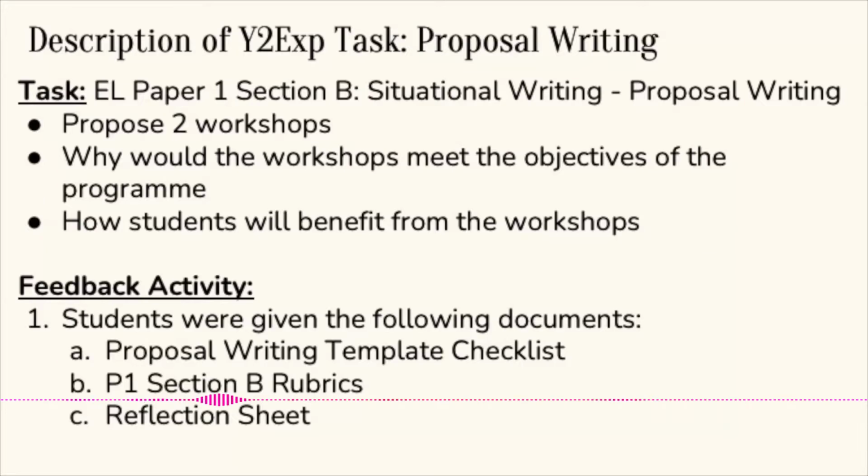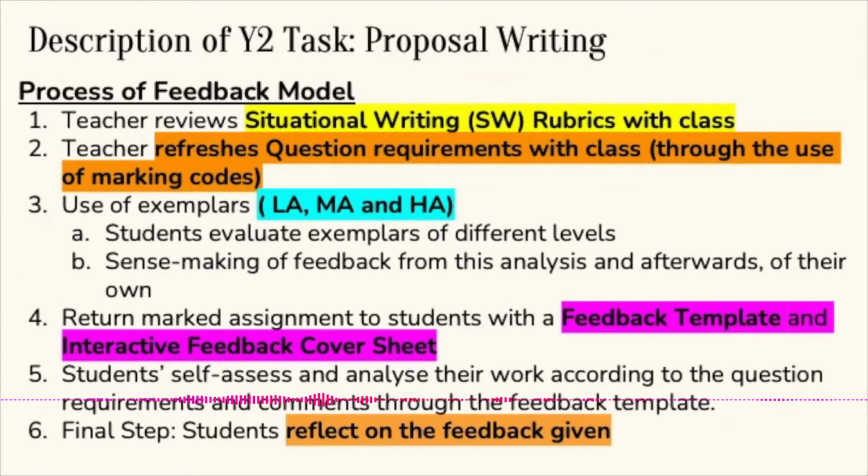The first thing we went through in the process is the situational writing rubric of the class. After that, I looked at the question reference for the bullet points. Then I would show the exemplars of the work. So this was something that was really good, and this was something that was not as good.